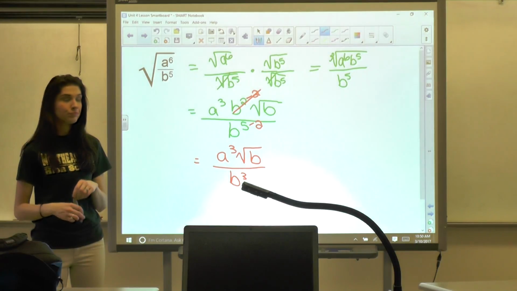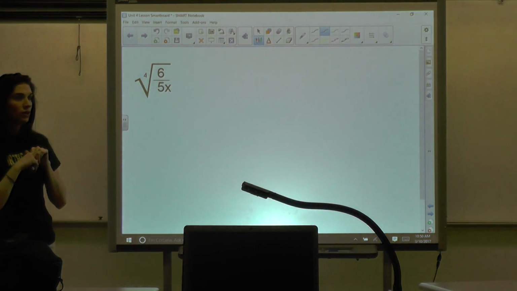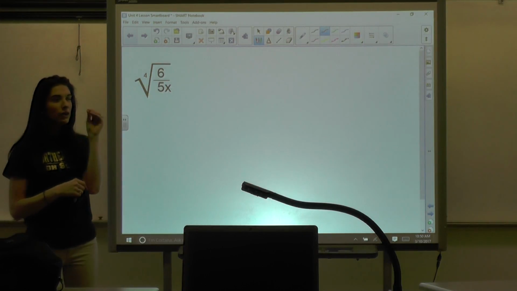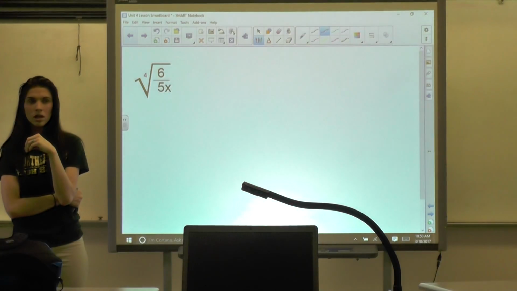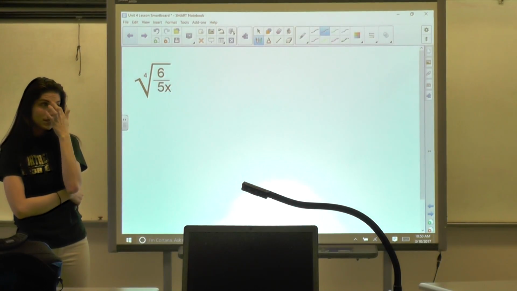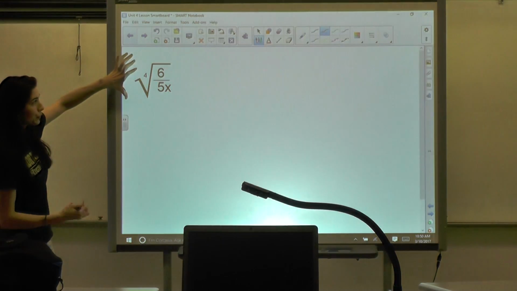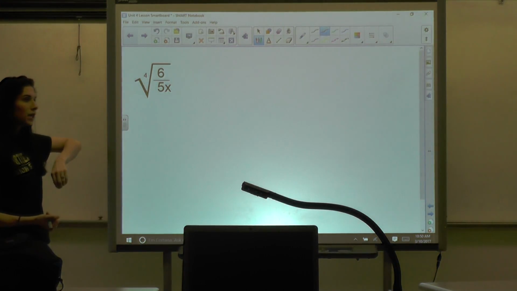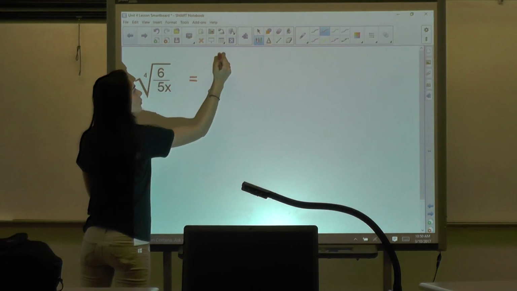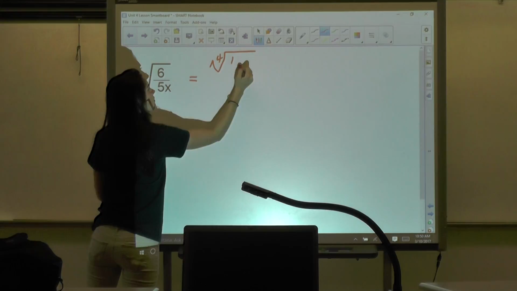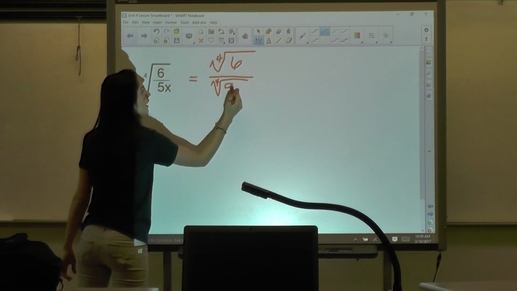Make sense? Yes. Okay. So we're going to go back to fourth root. This is where it gets a little bit tricky, but just pay attention and I think you'll be good. But this messes people up a little bit. So this is fourth root. Same concept applies, you split them up. So you have the fourth root of 6 over the fourth root of 5x.